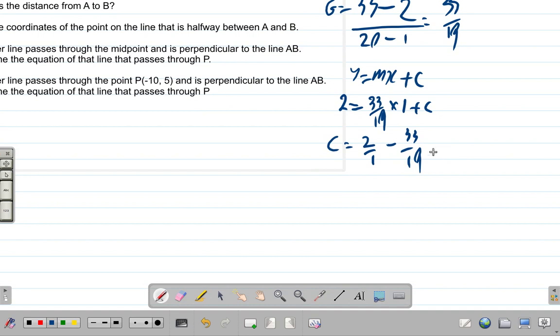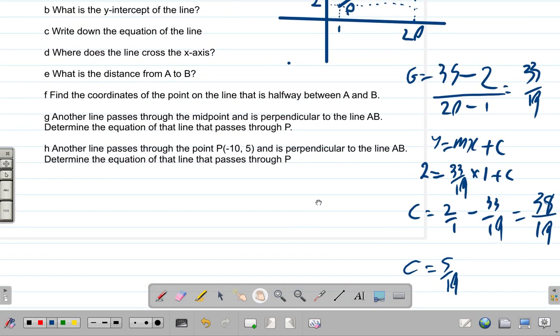One thing you can do here, if we use common denominators, we have something over 19 minus 33 over 19, right? But what if you multiply the 1 down here by 19, you have to multiply the 2 up here by 19. So it's 38, alright? So, in this case, 38 minus 33, it would be 5. So c would be 5 divided by 19. So, that's the y-intercept, the point where the line crosses the y-axis, so 5 over 19.